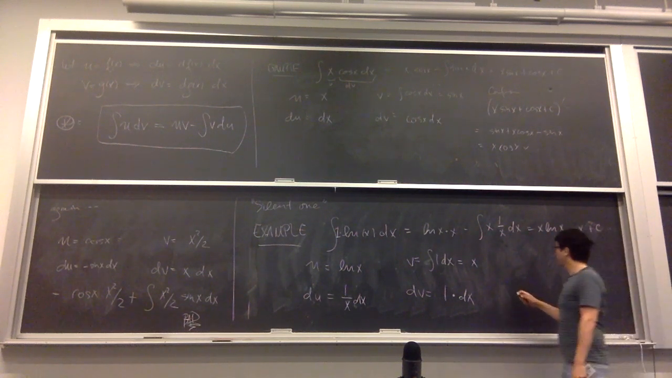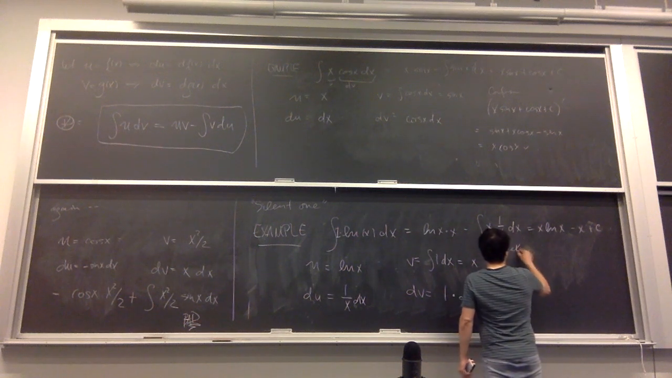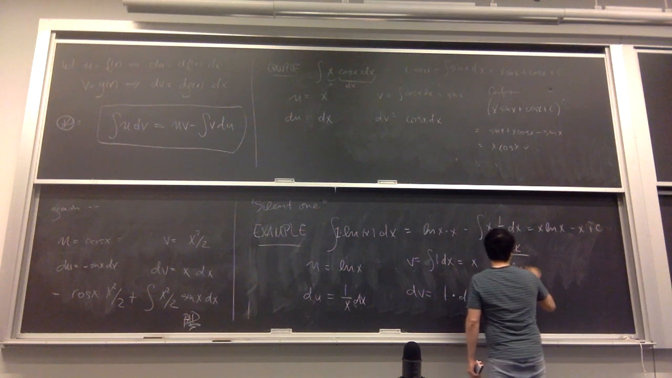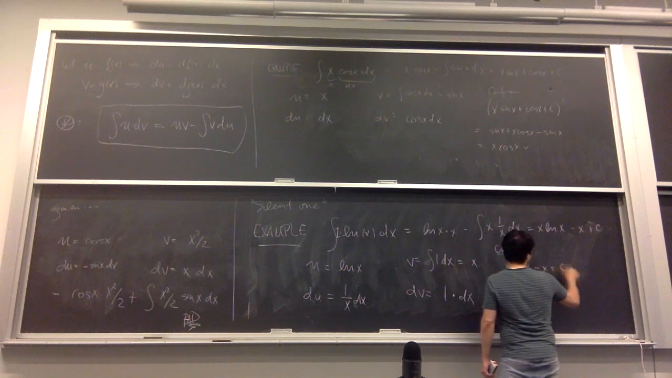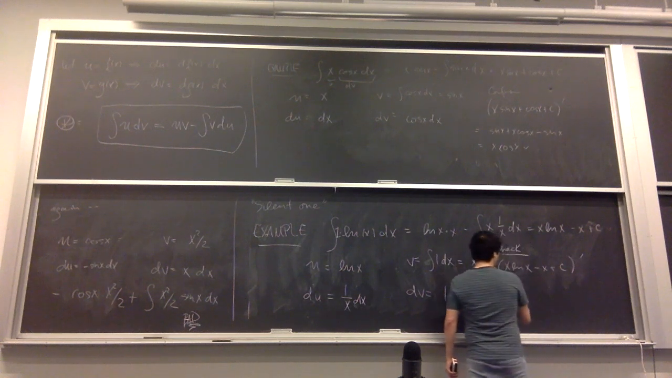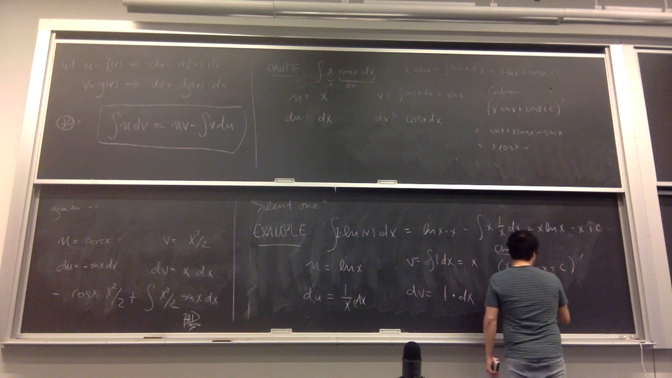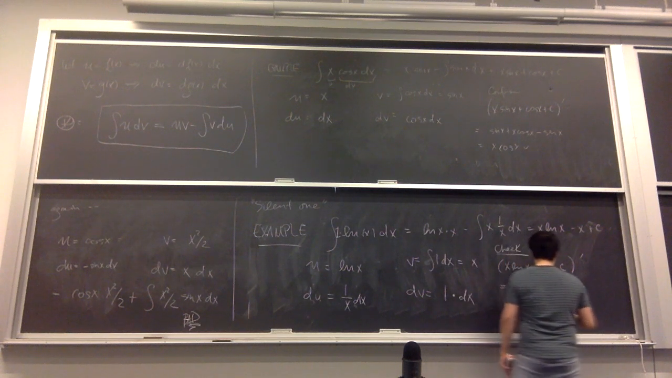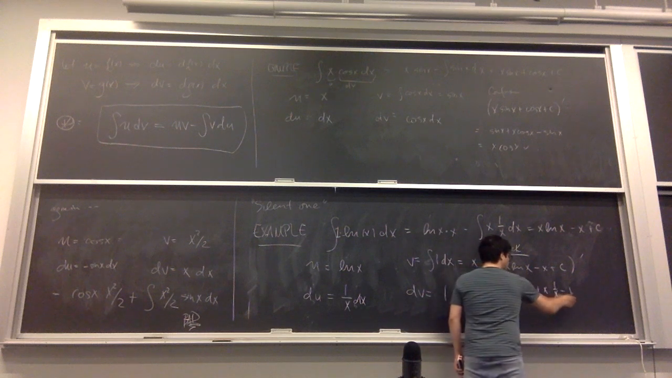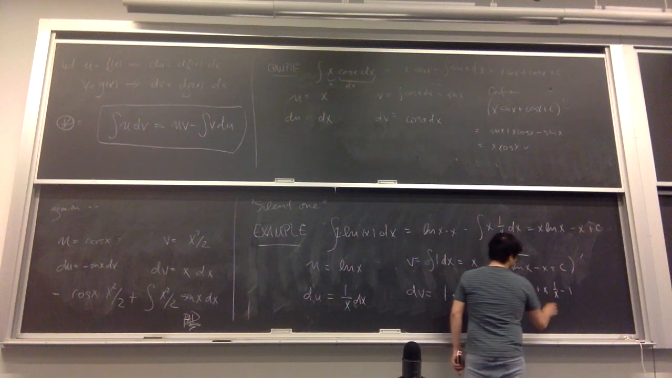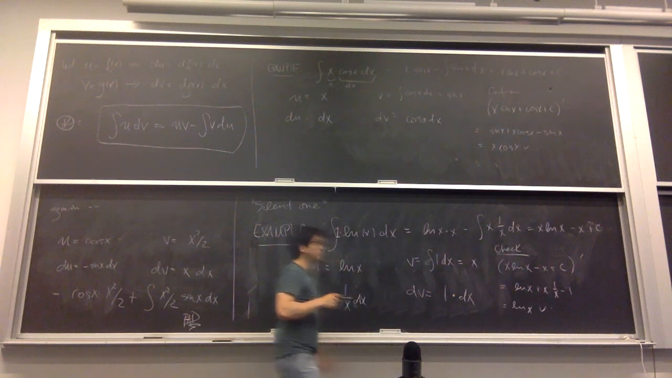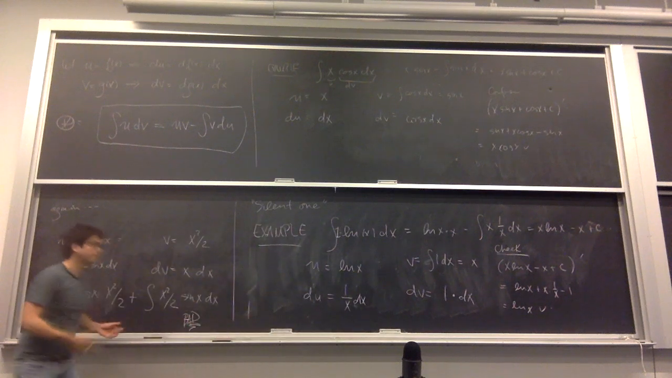All right, let's just take the derivative of this to check. If we take the derivative of x ln x minus x plus c, what do you get? You get ln x plus x times 1 over x minus 1. So that's 1 minus 1. So you get ln x, that checks out. It's a powerful technique.